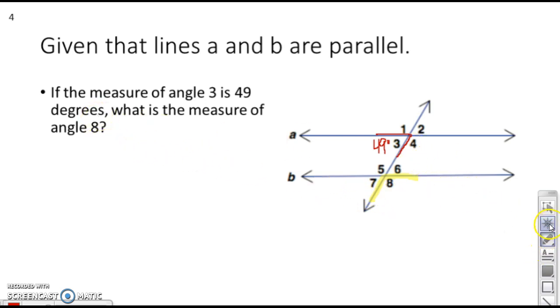And the reason why, well, there's a lot of different ways you could figure it out. But the way I'm going to do it is I'm going to say, okay, I know angle 3 corresponds to angle 7. So I know angle 7 is also 49 degrees. And then I can say, okay, well, angle 7 and angle 8, those form a linear pair. And a linear pair has to be supplementary. They have to add up to 180. So I'm just going to take 180 and subtract 49 to figure out my answer. So this angle would be 131 degrees.